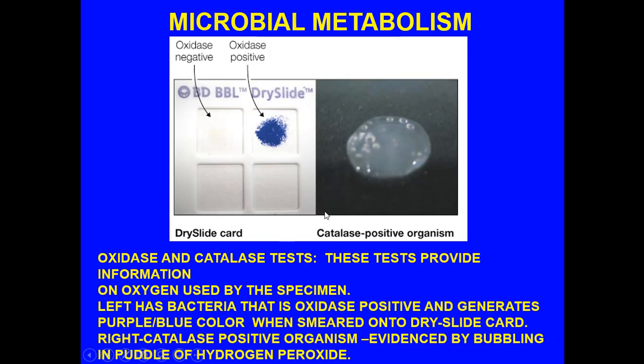Okay, so here we have an oxidase and a catalase test. The tests provide the information on oxygen used by the specimen. Okay, on this side here, bacteria that is oxidase positive generates a purple blue color when smeared onto a dry slide card. Okay, this other organism didn't do anything here, and therefore it's oxidase negative.